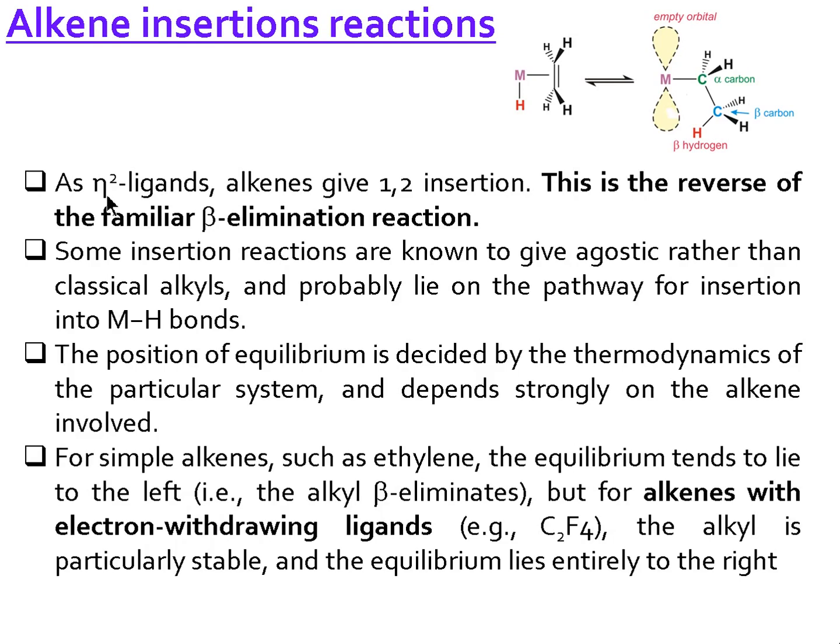As a hapto-2 ligand, alkenes give 1,2 insertion, and this is the reverse of the beta elimination reaction. Some insertion reactions are known to give agostic bonds, and we don't have, for example, a pure metal alkyl bond. This probably depends on the pathway for insertion into the M-H bond. The agostic bond will be studied in the course of this chapter.